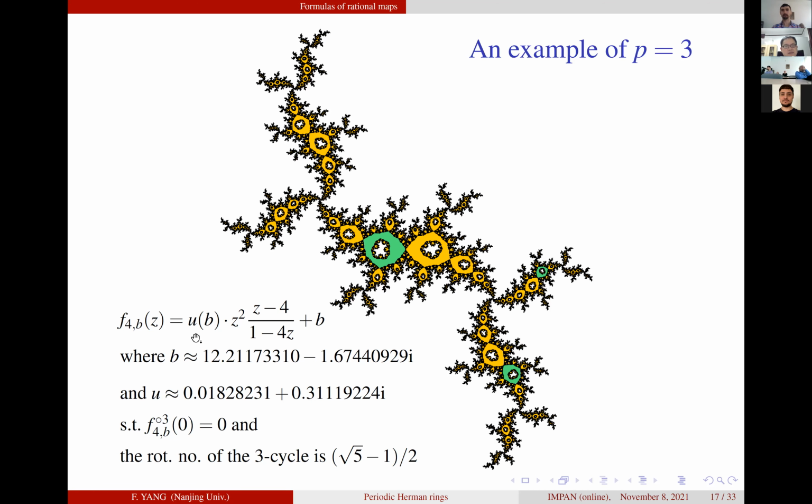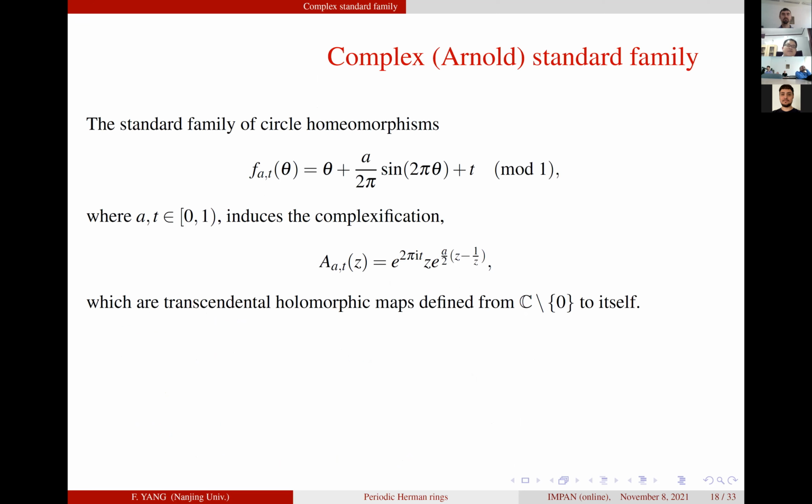because we cannot write U as a good formula of B, but we can solve an equation to obtain the values of B and U. We can first find B, and U is determined by B and this parameter A. Okay, now let's go to the meromorphic case. We first mention some results.